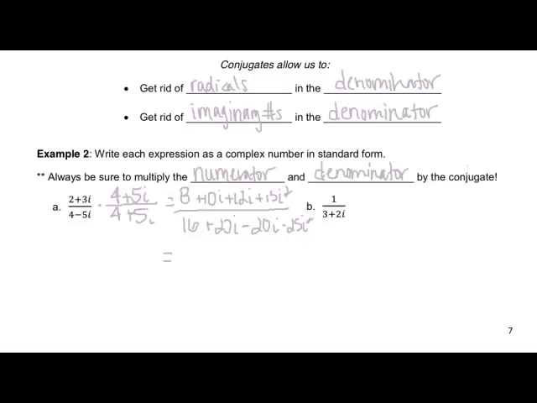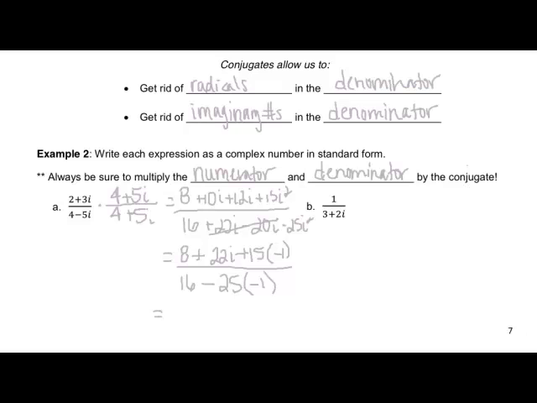So now we can just simplify, combining like terms. In the numerator, we have 8 plus 10i and 12i is 22i, plus 15 times i squared, which is negative 1. In the denominator, we have 16 plus 20i minus 20i, and our i's are gone. So this is actually 16 minus 25 times i squared, which again is negative 1.